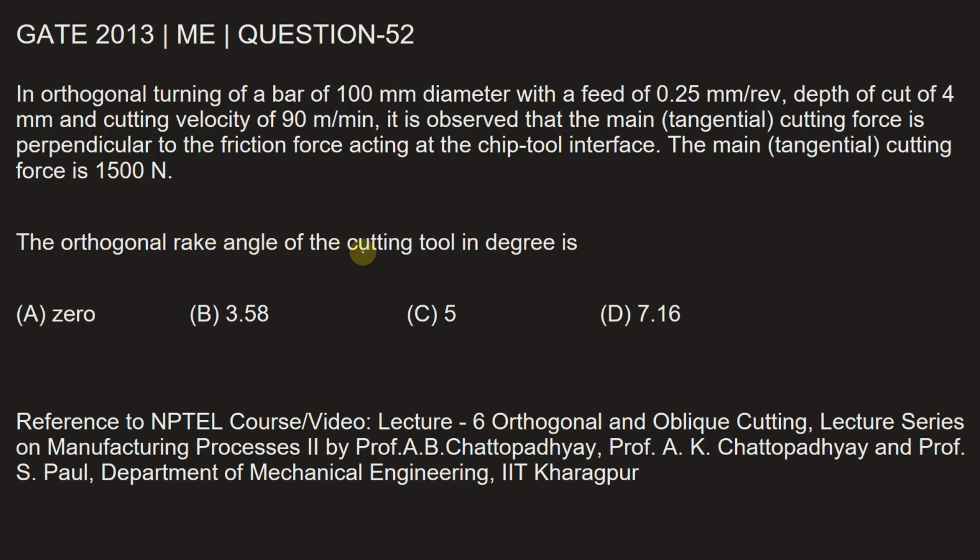The main tangential cutting force is 1500 Newton. The orthogonal rake angle of the cutting tool in degree is dash. Let's see what it is. So here we'll have to draw a force diagram depending upon the orientation of the tool. It's given that this is an example of orthogonal turning. So in orthogonal turning we have Fc, the cutting force, is perpendicular to Ft, which is the tangential force.